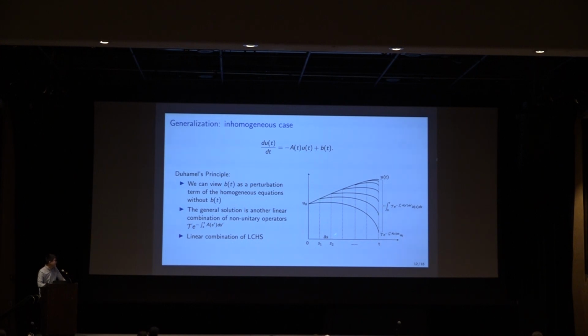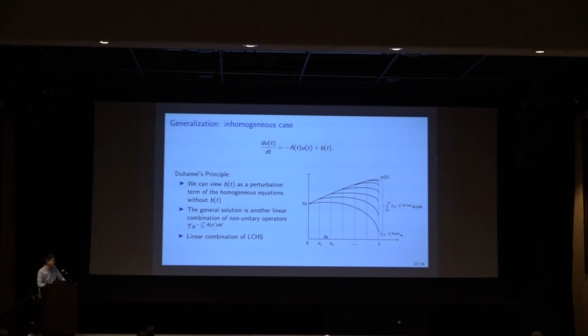And then at different times, we just add different perturbations, and each will always be evolved by my homogeneous evolution operator, by my original evolution operator. At the end, the final solution will just be the summation of my homogeneous equation and all the perturbation terms.